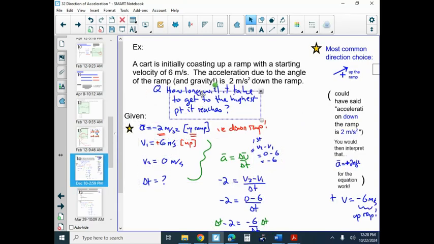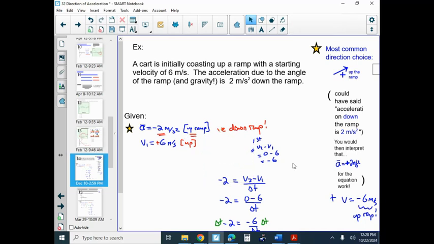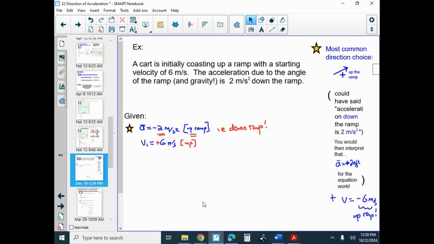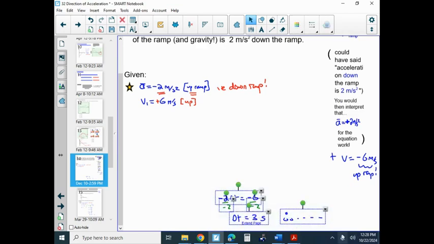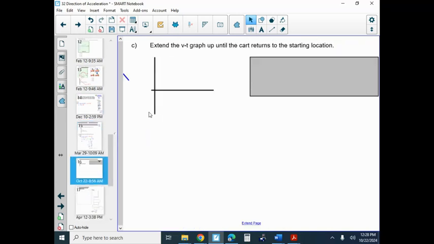All right. So maybe I'll just clean this up a bit here and change this to be like I was planning on, just basically talking about how we would consider our given information to be in terms of signs. All right. So we're back on track here. Extend the graph until the cart reaches the starting location.